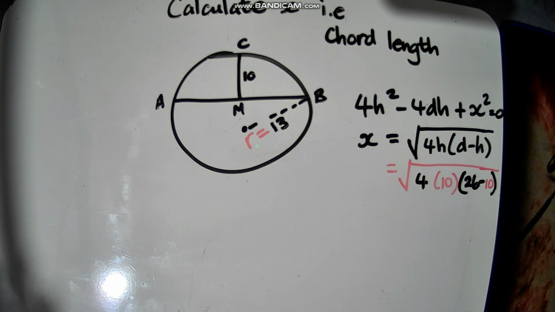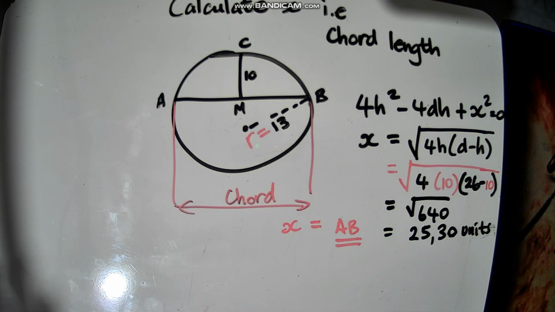Notice that the height of the chord is 10. Plug all that into your calculator and then square root the answer. And so our answer will be 25.30 units. So if it was millimeters, your answer will be millimeters. If it was meters, your answer would be meters. And this is how we find the chord length. Do note that x is equal to AB.